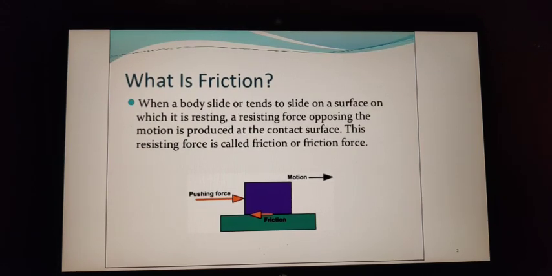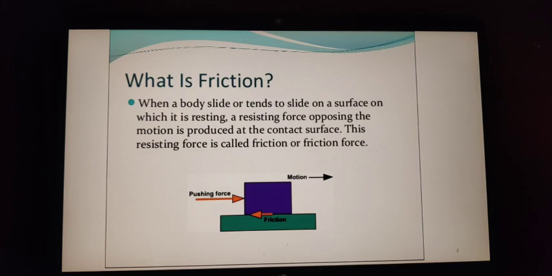So here you can see a pushing force is applied to the right. Due to that external force, the body has a tendency to move to the right. So friction will be developed opposite to the direction of motion. This is very important. You have to remember that friction always develops opposite to the direction of motion.